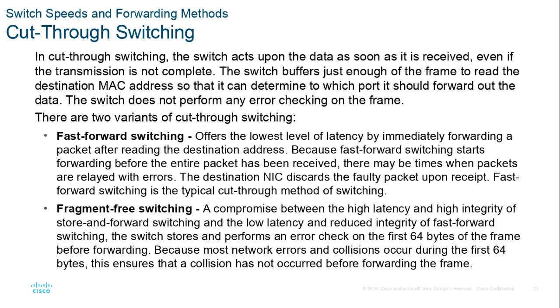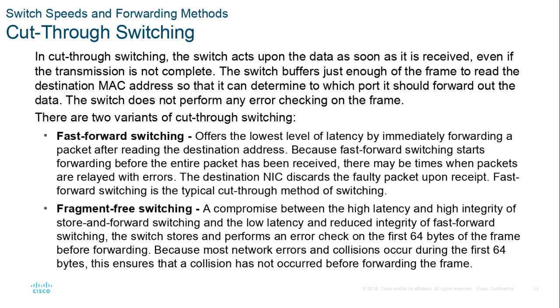There are two types of cut-through switching. Fast forward switching is the lowest latency, the least delay, because immediately after the first 48 bits of that destination address are read in, it starts forwarding that frame out the destination port. So if the packet has errors in it, we're going to relay the errors. That's okay. The destination NIC card will determine the error from the CRC. It'll throw it away.